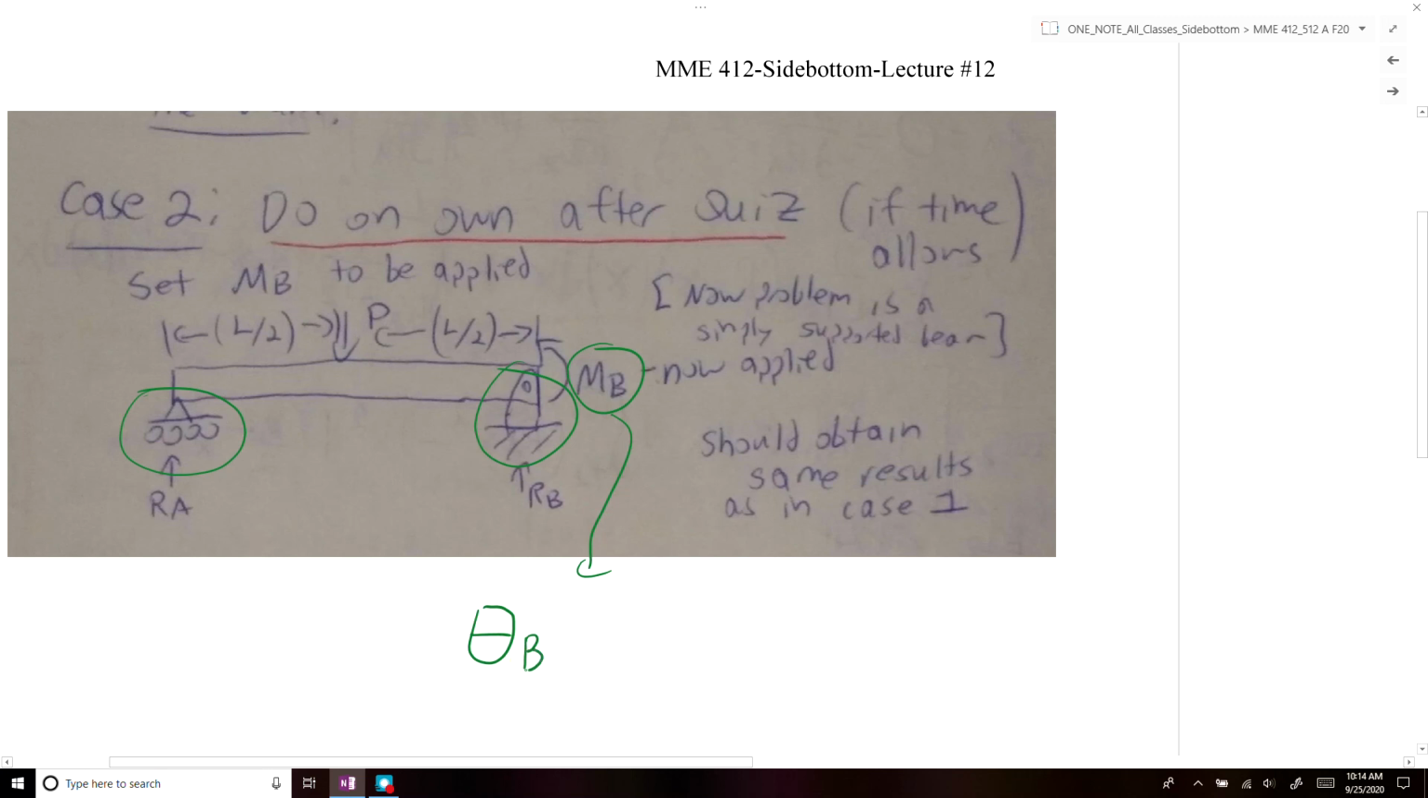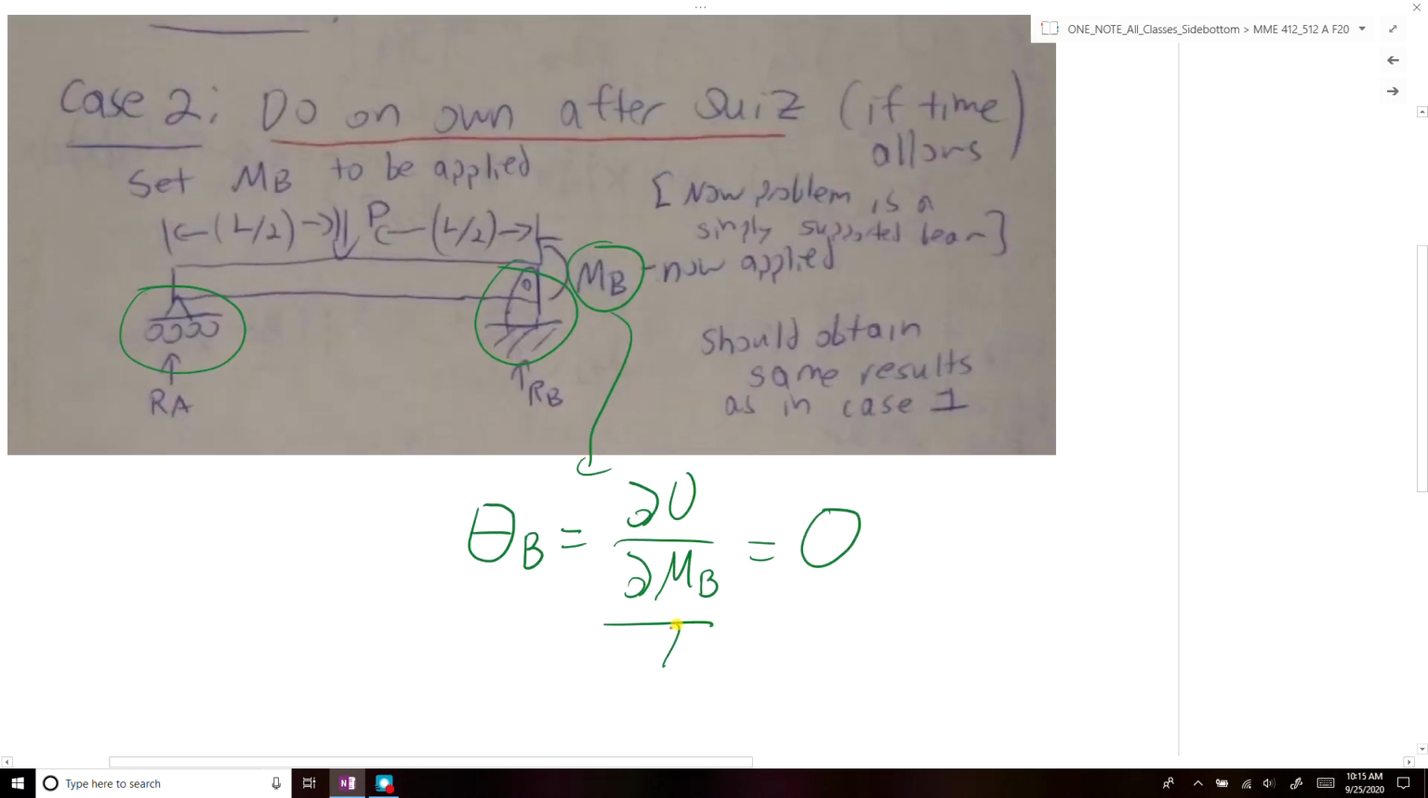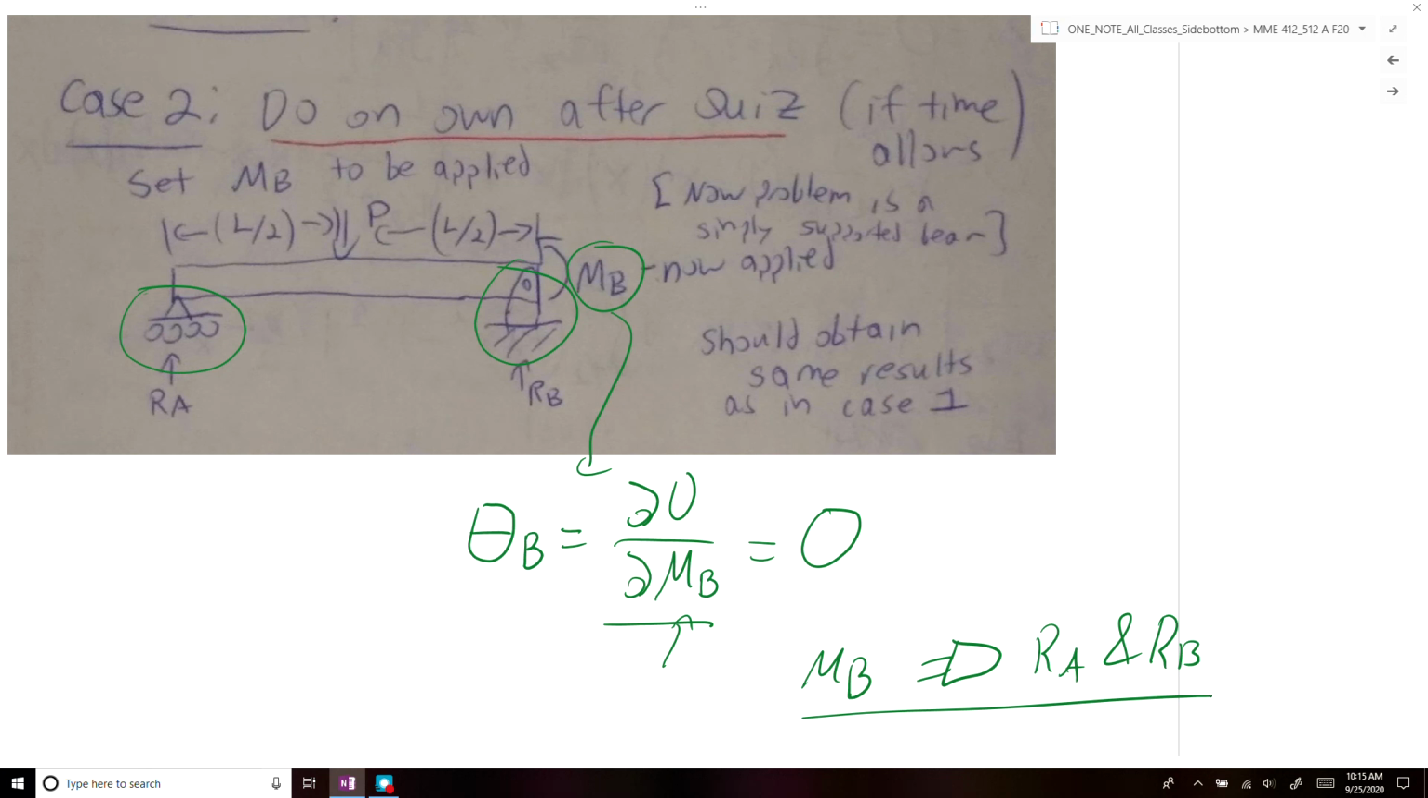Okay? So in this case, the boundary condition that we would use is that the slope at point B, which we know is equal to the partial derivative of the strain energy with respect to the moment applied at point B, we would set equal to 0, and using this integral we could solve for what MB would be, and with MB we could then solve for the reaction at A and the reaction at B. Okay? So via these types of problems you can use the boundary conditions and Castigliano's method in order to solve for the unknown reaction moments and reaction forces within a statically indeterminate problem.